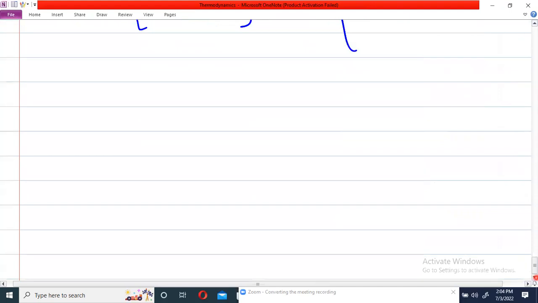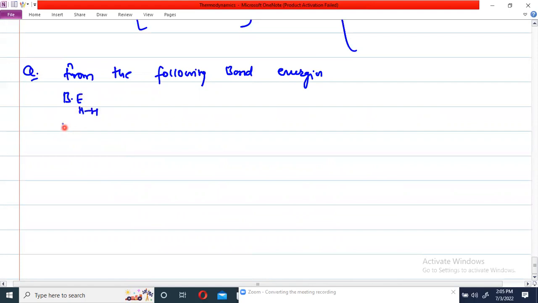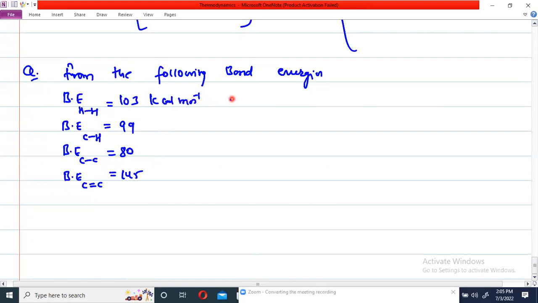Now sometimes the question they are giving in this way also. From the following bond energies, see how the question will be. Bond energy of HH, bond energy of carbon to hydrogen, bond energy of CC, bond energy of carbon double bond carbon. See, these values they give: 103, second is 99, third is 80, fourth one is 145 kilocalorie per mole.